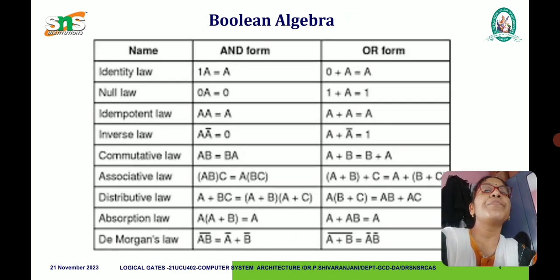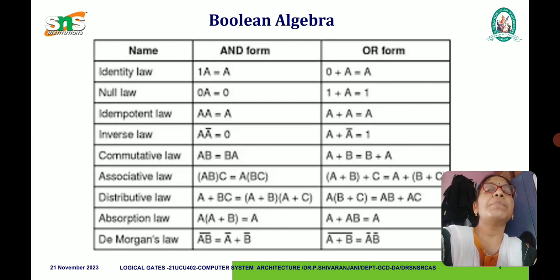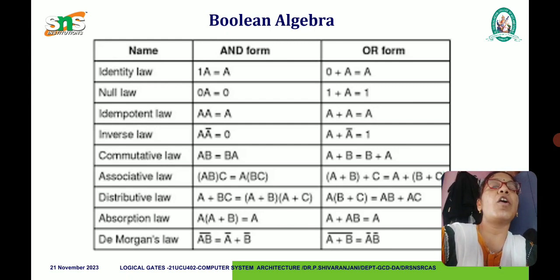In Boolean algebra, we have 9 different types of Boolean rules. They are called the identity law, null law, idempotent law, inverse law, commutative law, associative law, distributive law, absorption law, and De Morgan's law. They can be represented in either AND form or OR form.